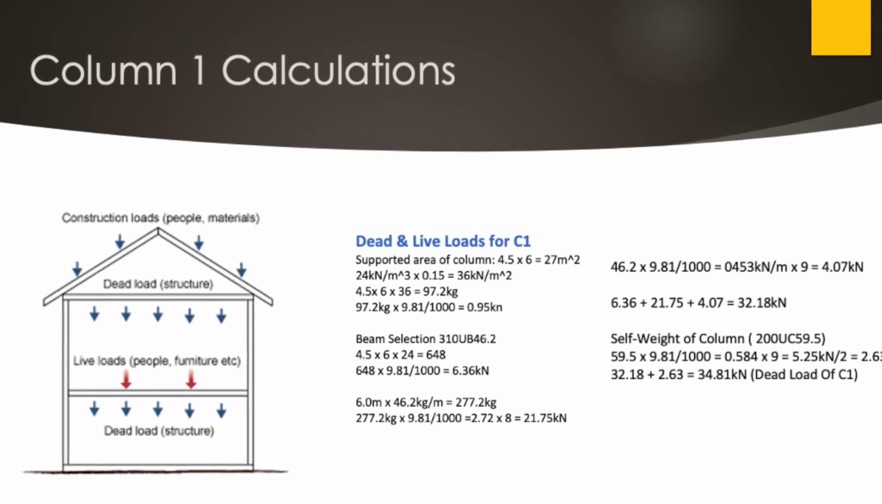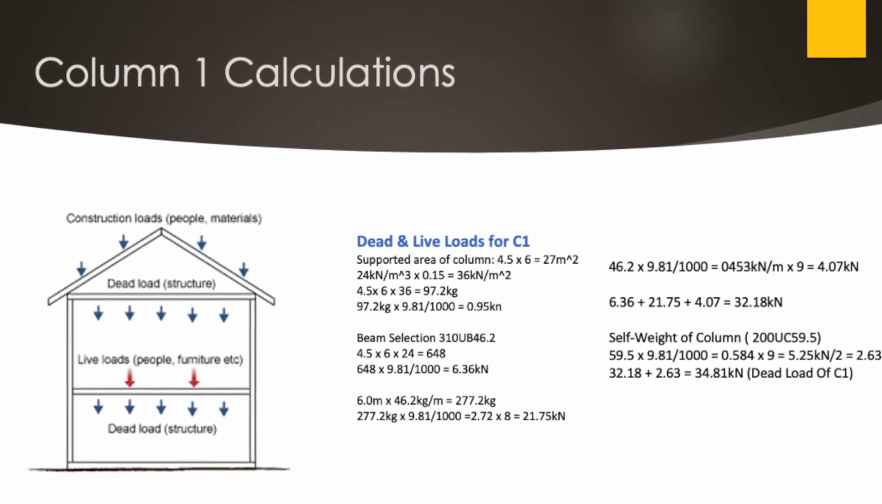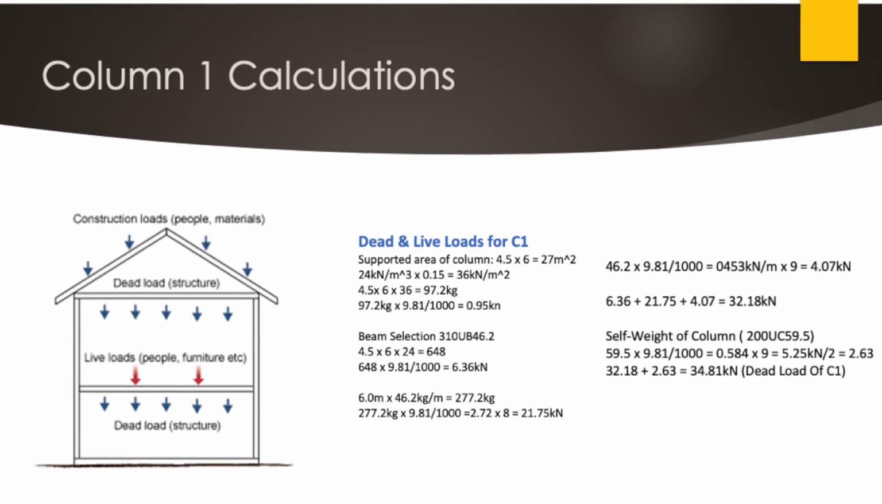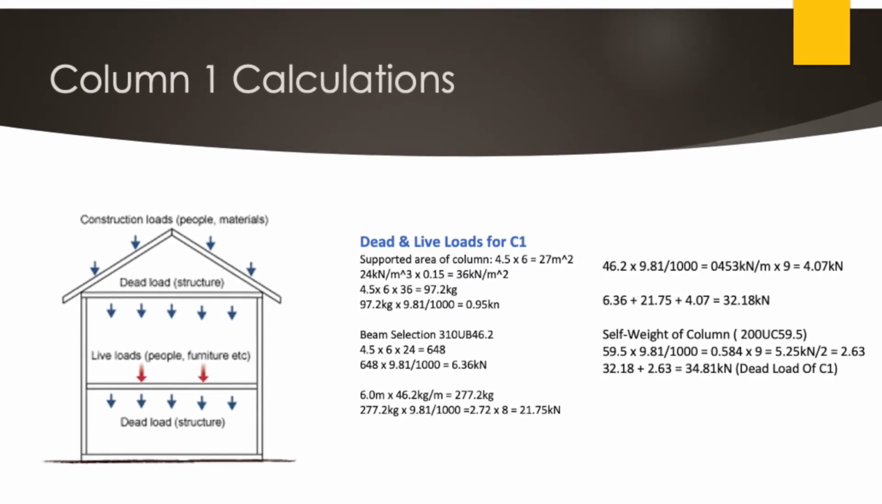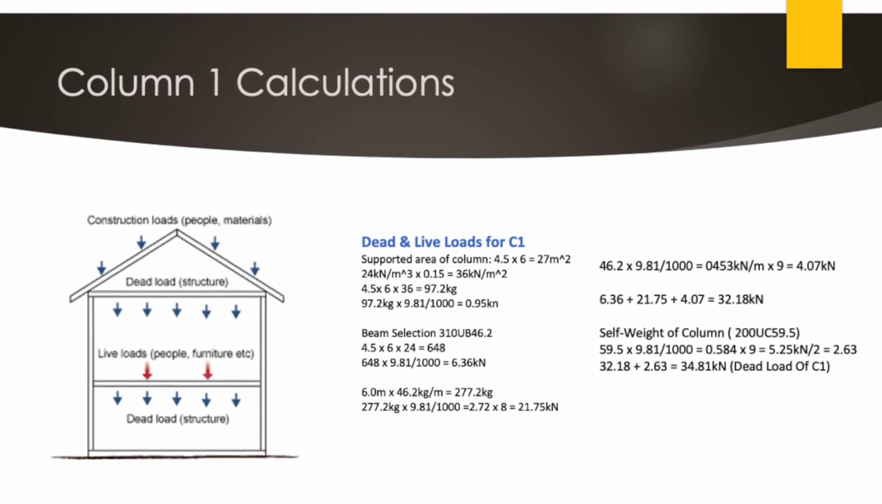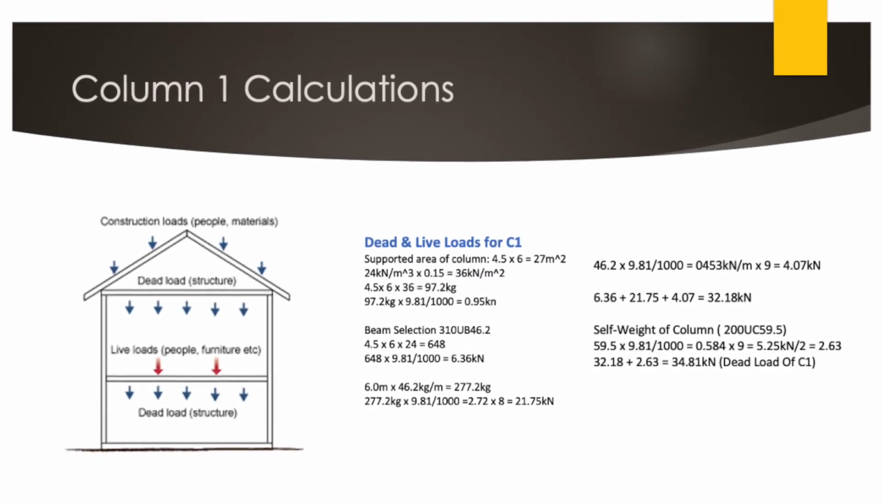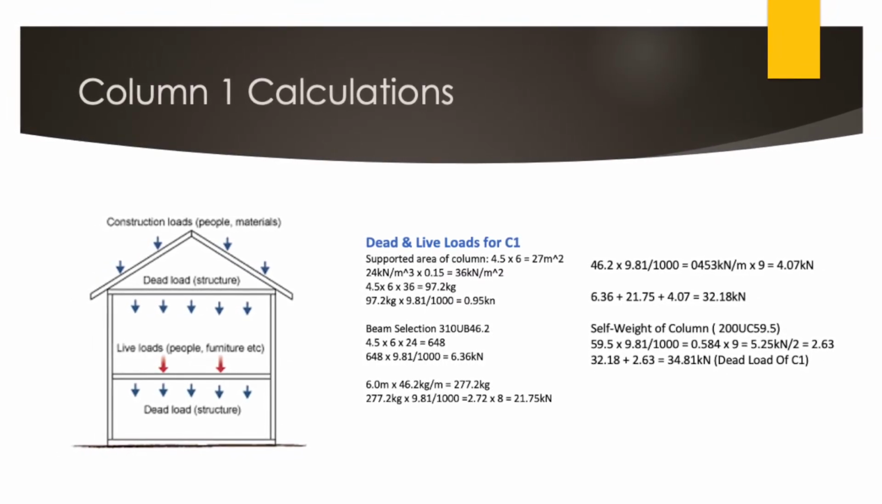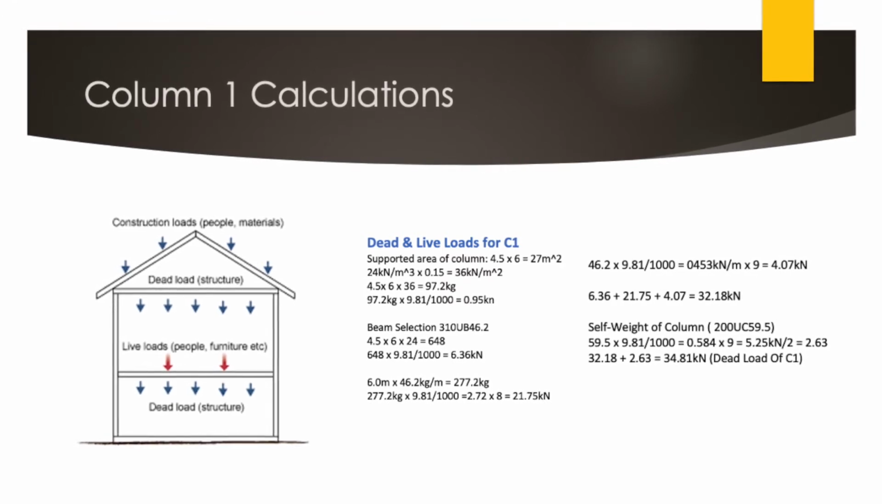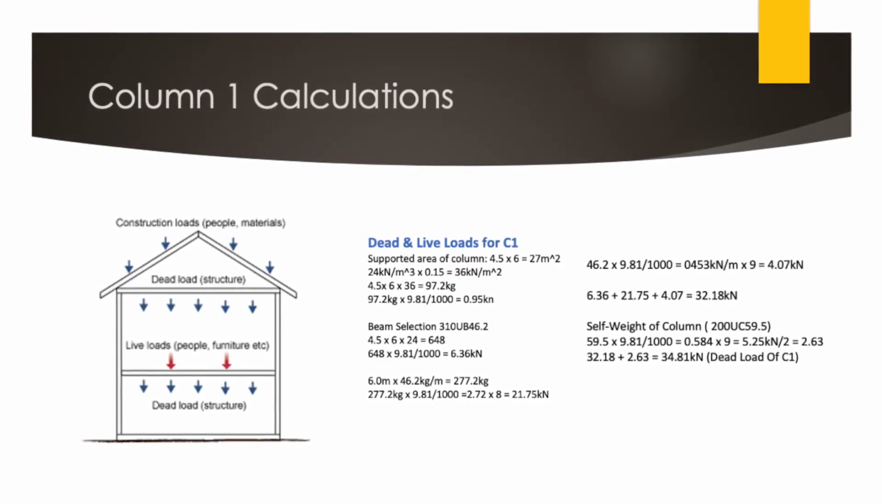Column 1 calculations consist of the dead and live loads for the column. The calculations below have a diagram to the side which calculates the construction loads, which is people and materials, the dead load of the structure, the live loads, which is people and furniture, and also the dead load of the lower structure.